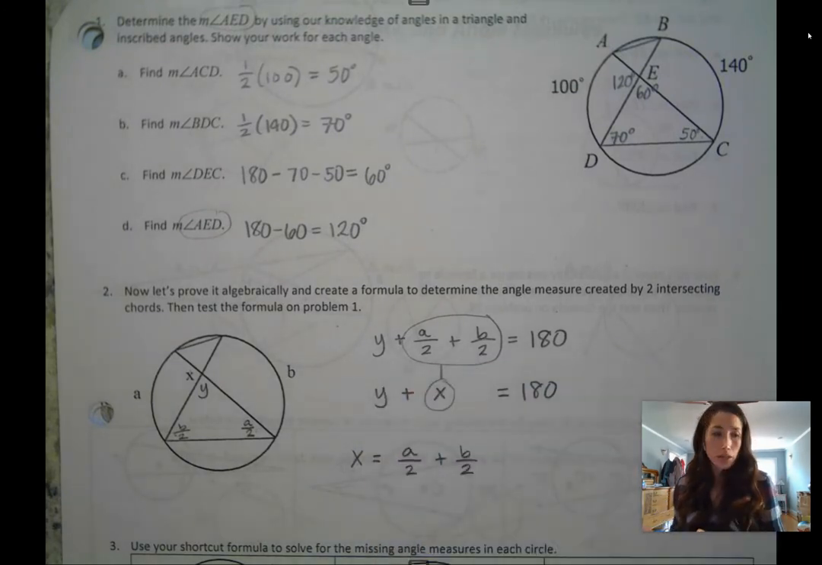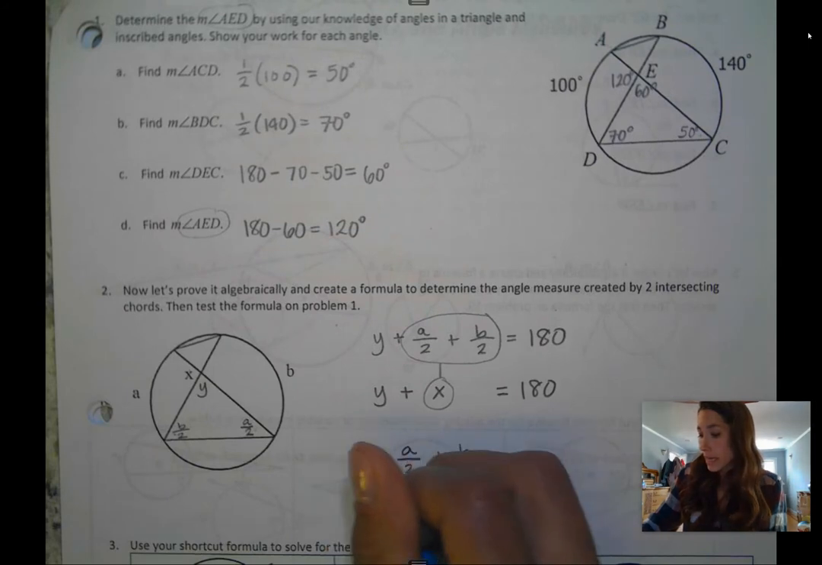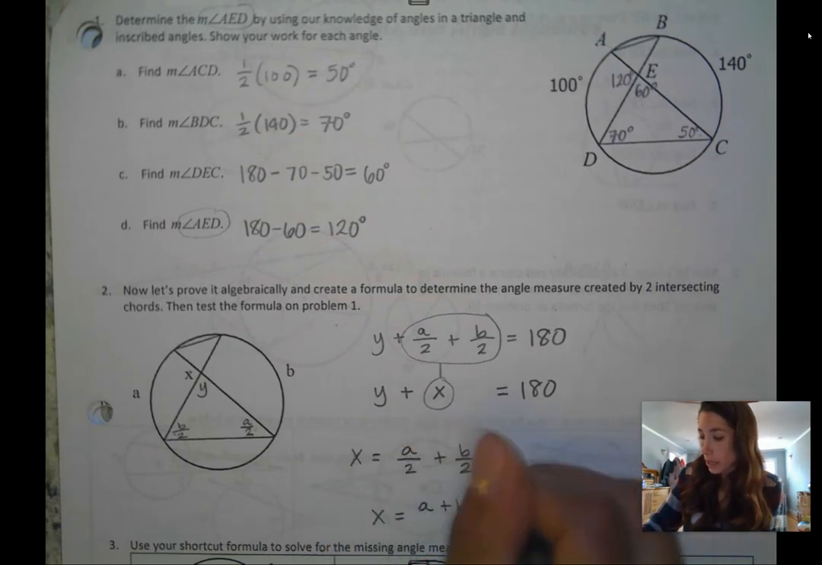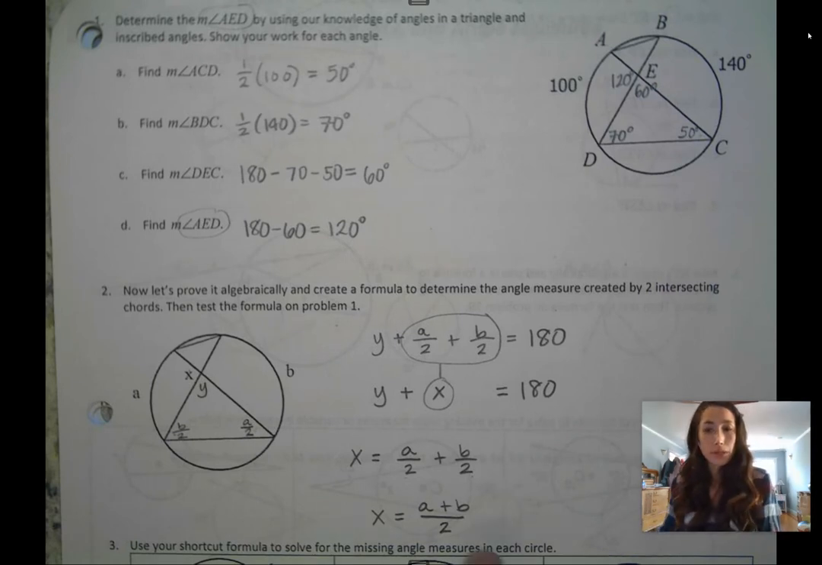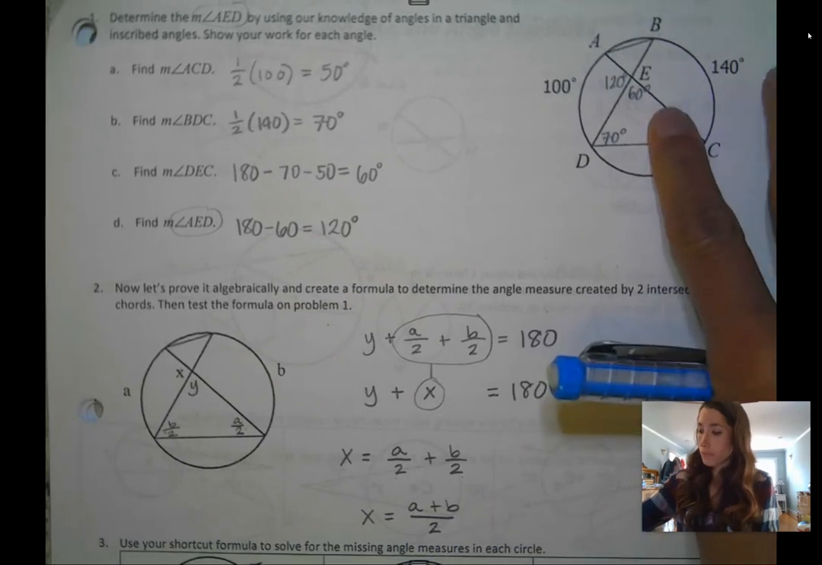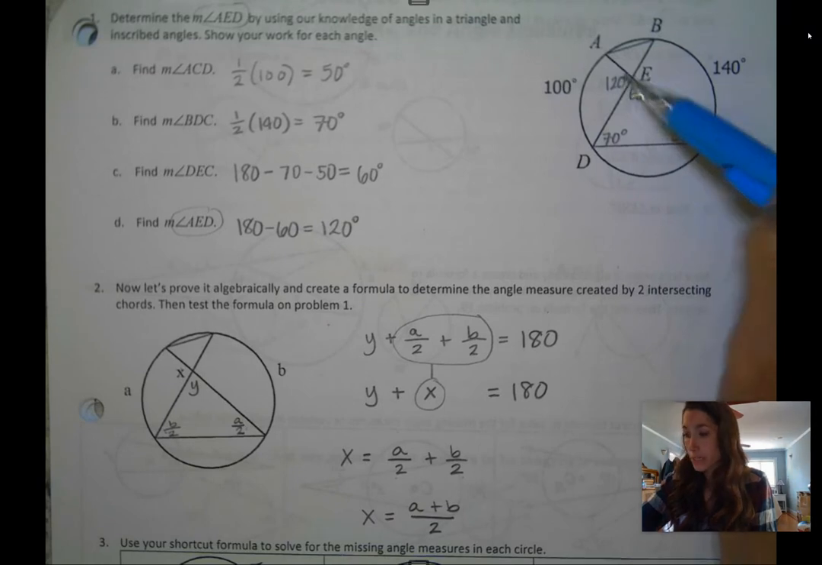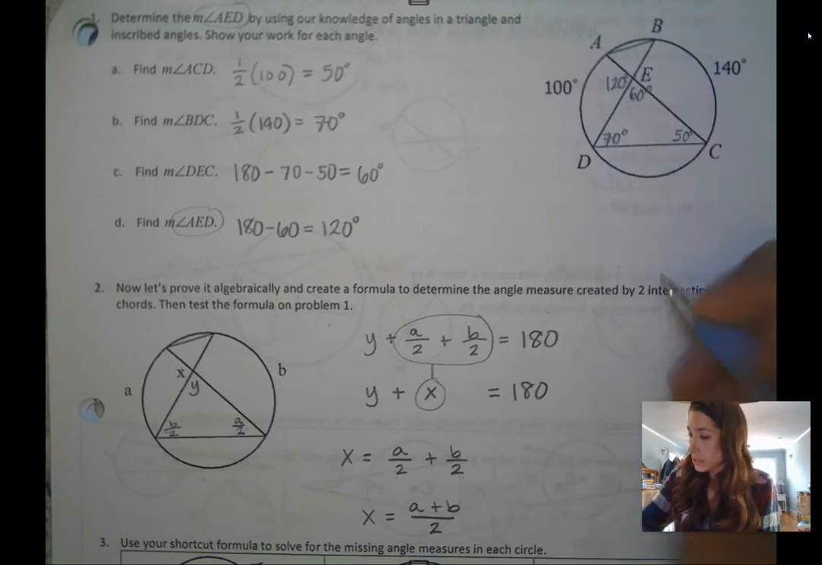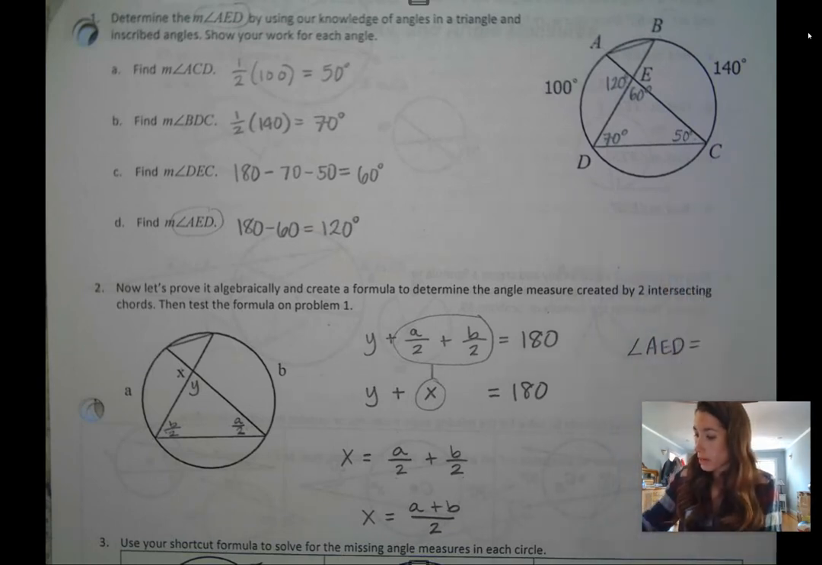And if we want to create this as one statement, since these fractions both have a common denominator of 2, we could just say that X is equal to A plus B all divided by 2. Now we want to test this formula with our original problem. In this case, this x, which we were solving for, was 120. So let's solve for AED, which would have been our x degrees here.